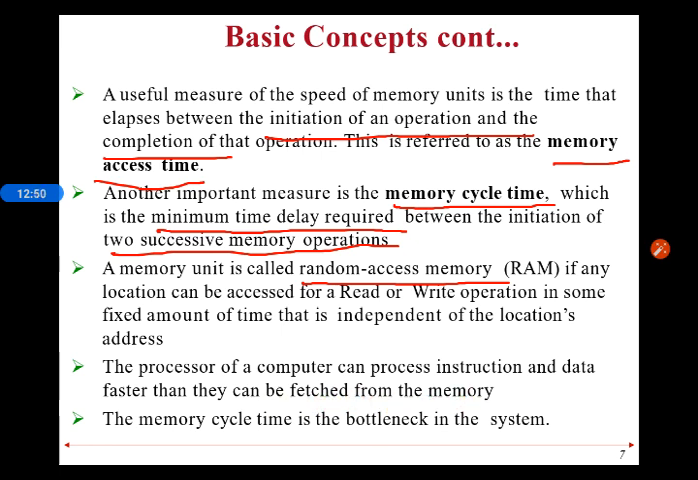That is what we are talking about: memory cycle time. What is memory cycle time? The memory cycle time is the minimum time delay required between initiation of two successive memory operations. When we initiate a memory operation, we have to wait till that operation is completed. Then only the processor can initiate another memory operation. So this cycle time is actually the bottleneck in the system. It happens because of the speed gap between the processor and the memory.